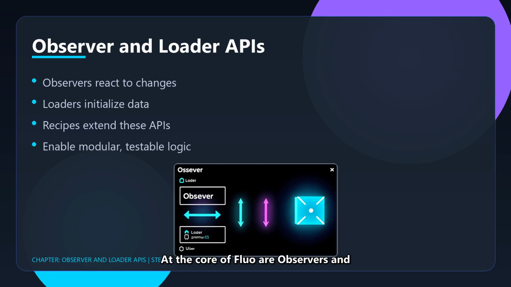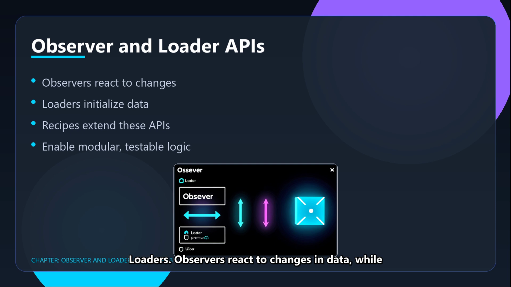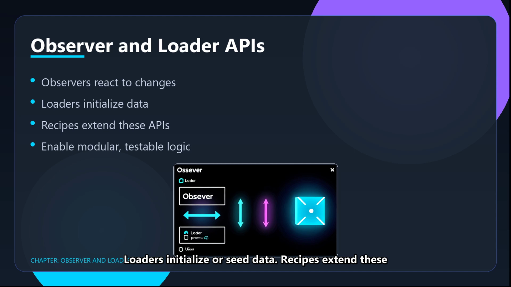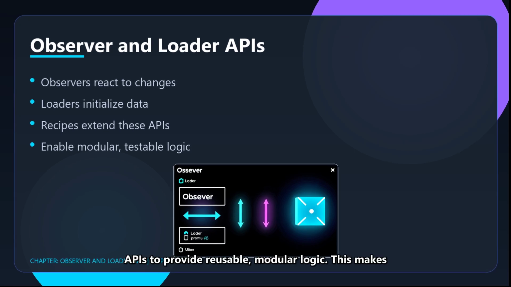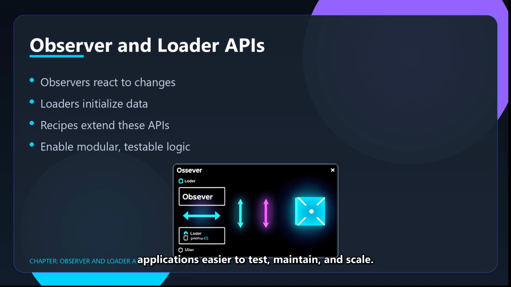At the core of Fluo are observers and loaders. Observers react to changes in data, while loaders initialize or seed data. Recipes extend these APIs to provide reusable modular logic. This makes applications easier to test, maintain, and scale.